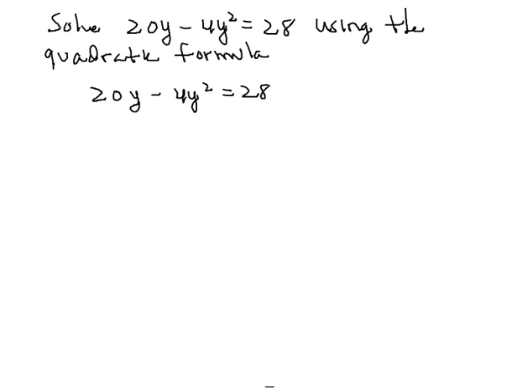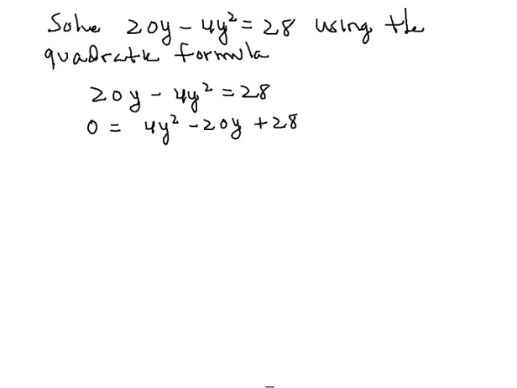And what I'm going to do is to make the left-hand side 0 and take all the terms to the right-hand side, because I generally prefer to work with a squared term that's positive. So we'll end up then with 0 being equal to 4y squared minus 20y plus 28.